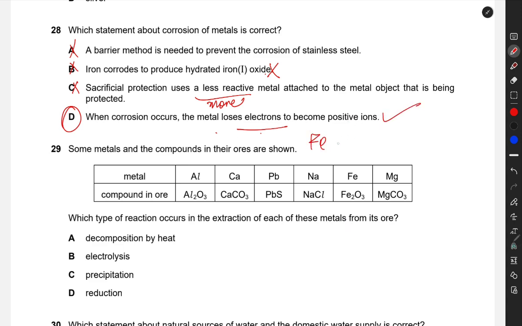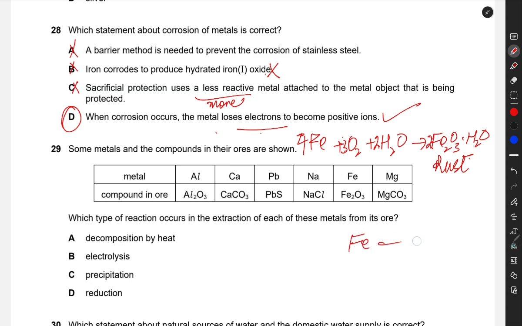Like iron in moist air to form Fe2O3.H2O. So this is the rust, the corroded iron(III) oxide, so iron loses electrons to form ions. So this D option is the correct option.